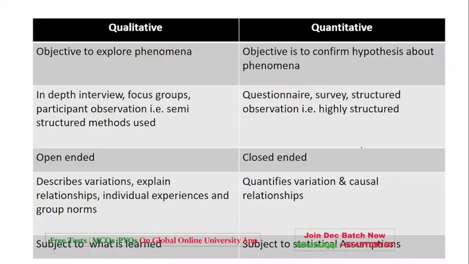Then comes your various types of research. We will see them one by one. At the same time, we'll keep on seeing the differentiation also. Talking about qualitative and quantitative research. Qualitative is the one where the objective is to explore the phenomena, whereas quantitative is to confirm the tentative statement which has been framed by us, that is, the hypothesis. When we talk about qualitative research, it is in-depth, in the form of in-depth interviews, focus groups, participant observation, that is semi-structured methods, whereas quantitative is highly structured, in the form of questionnaires, surveys, structured observation.